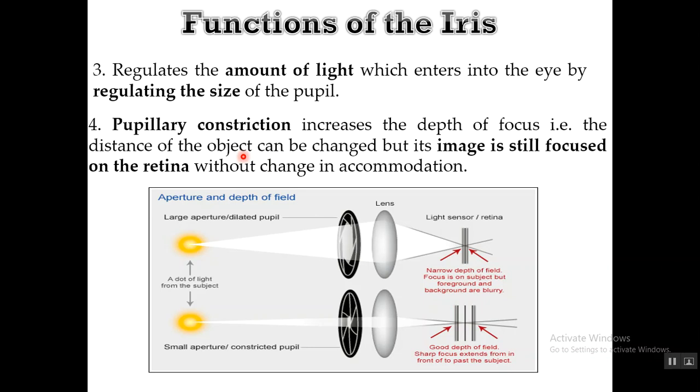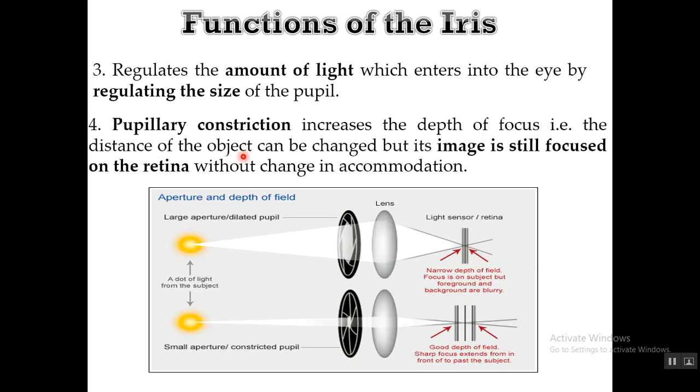So the iris has four main functions. Number one, it absorbs any light falling on it, except that passing through the pupil. Number two, it regulates the amount of light entering the eye by regulating the size of the pupil. Number three, it prevents the spherical and chromatic aberrations.